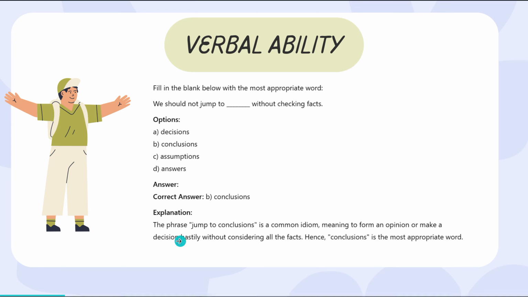The phrase jump to conclusions is a common idiom. It is not a past or present sentence. It is a statement which can be applied in any of the tenses or at any time. Jump to conclusions is a common idiom meaning to form an opinion or make a decision hastily without considering all the facts. Hence conclusions is the most appropriate word. Out of these options, conclusions is the best suitable one. So we should not jump to conclusions without checking the facts. I hope you got this. Now let us move to the next question.